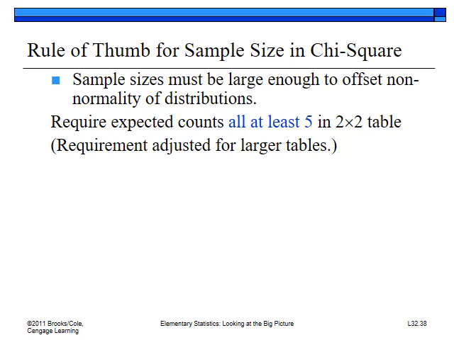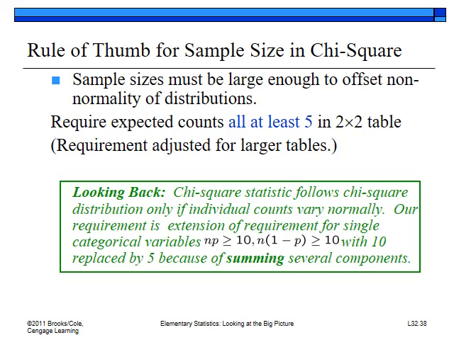In a bigger table, we're going to need to adjust that number. But 5 will work for us in general, and you can use that as a guideline from here on out. Remember, when we've seen these expected values, expected wins and expected losses, back when we were looking at single categorical variables, we required those numbers to be at least 10. Because we're adding up a whole bunch of different things here, we can actually cut that 10 down to 5 when we're doing chi-squared. So remember, the expected counts all must be at least 5.